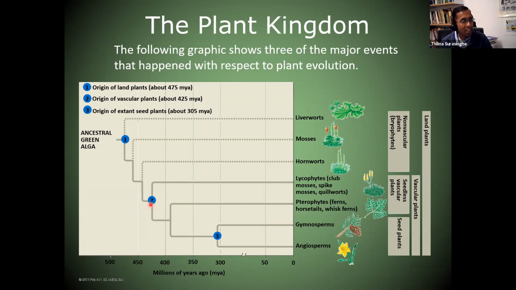Number three is the latest innovation in land plants, which happened about 300 million years ago: the evolution of the seed as a mechanism of reproduction. Now, understand that all of these are land plants. And the land plants have two major components: vascular plants that we are not going to talk about today, and non-vascular plants. And then vascular plants have two components: those that can produce seeds, and those that cannot produce seeds for the purpose of reproduction.